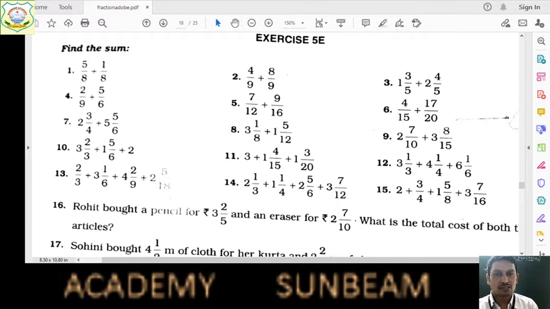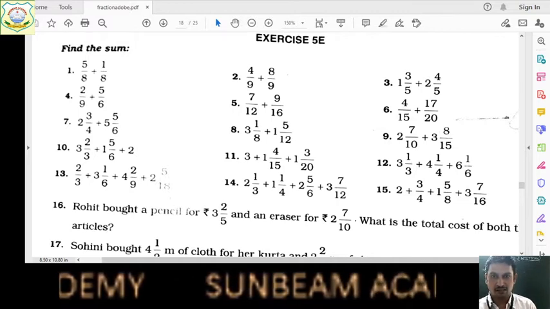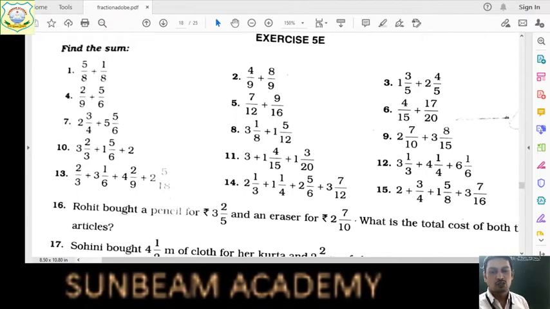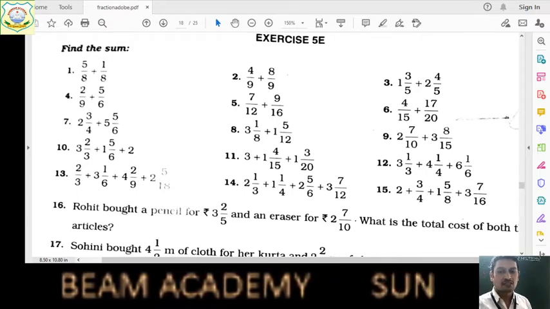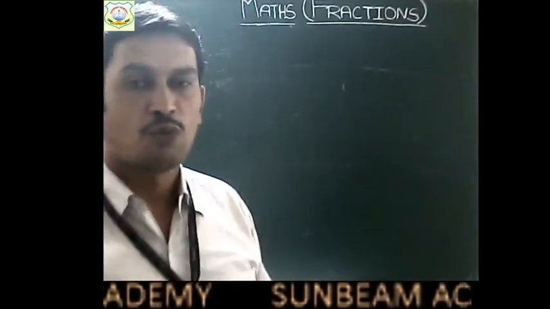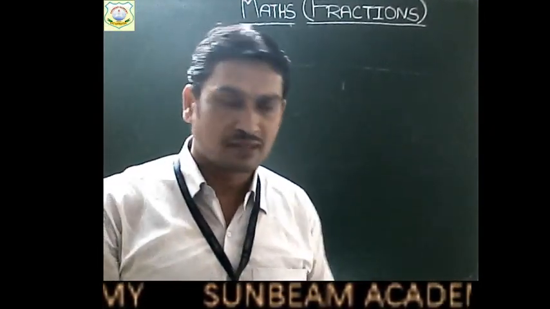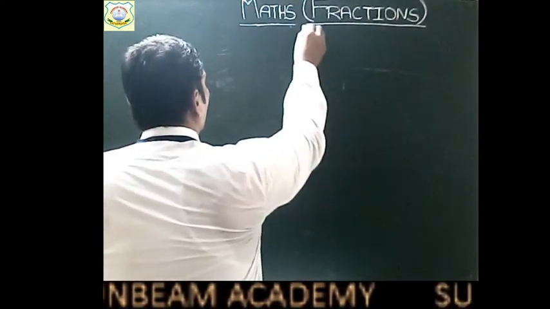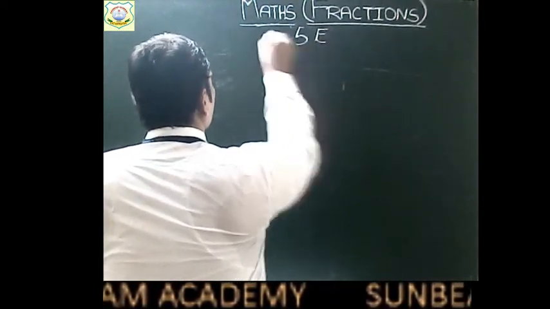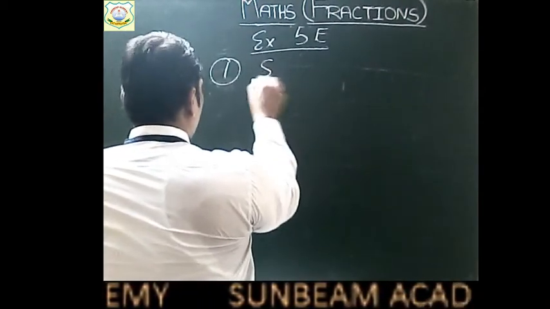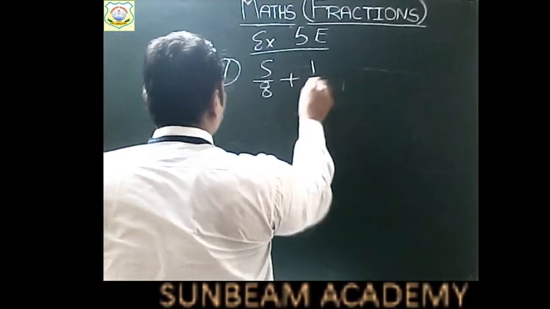All of these questions are based on the addition of fractions. Right, children? So, we will start with the first question. And what is the first question, children? See, question number 1 is 5 by 8 plus 1 by 8. So, what happens when we have to add two fractions? So, children, in exercise 5E, question number 1 was 5 by 8 plus 1 by 8.